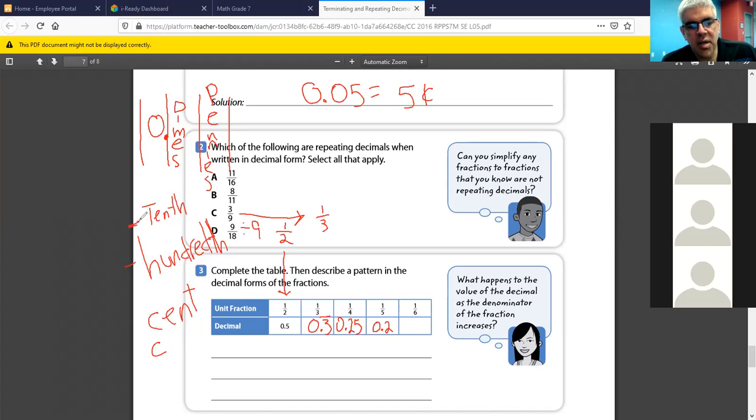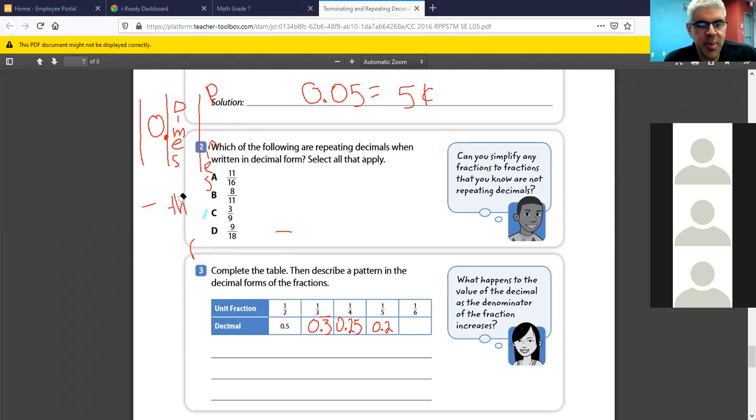Okay, so all right, you don't have to copy all that, just copy the fractions right here. 1/2 is 0.5, 1/3 is 0.3 repeating, and 1/5 is 0.2.